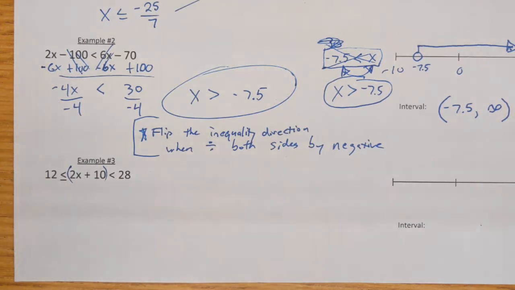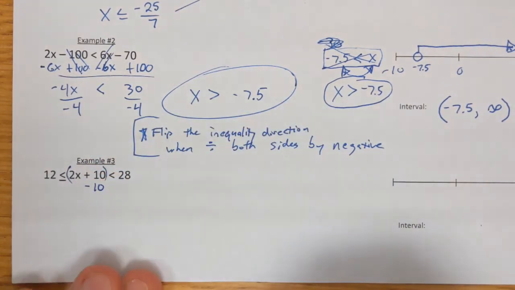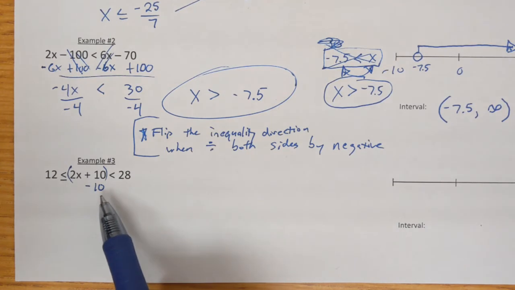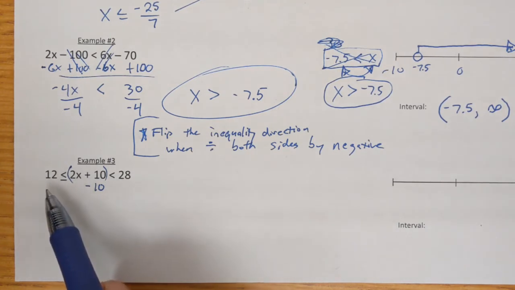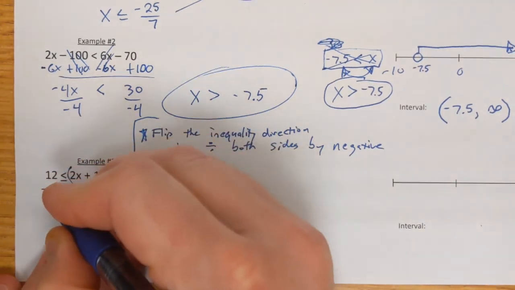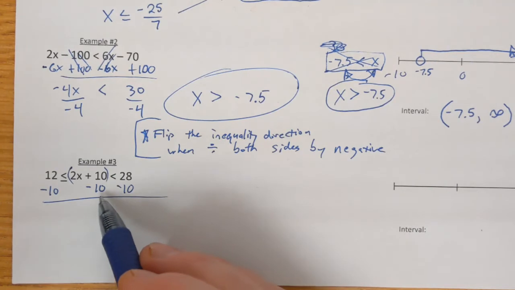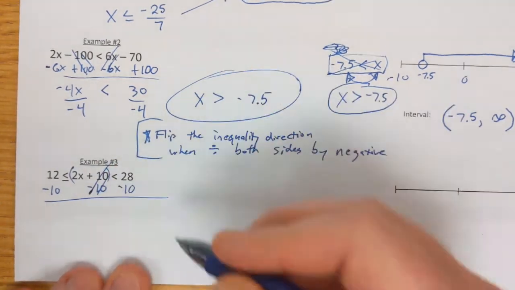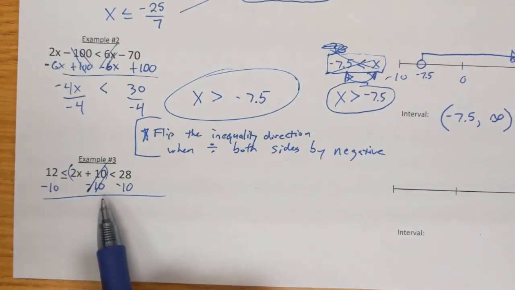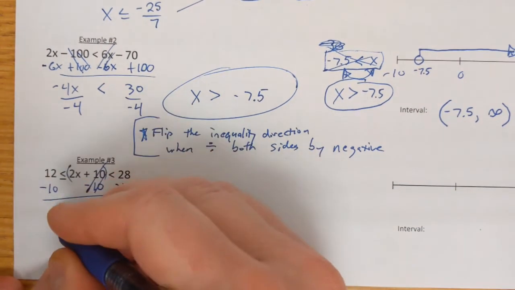Okay? And I know that I need to solve for x, and I know I'm going to do that by subtracting 10, but then the question becomes, where do I subtract that 10 from? Should I subtract it from the 12, or should I subtract it from the 28? And the answer is, we do it to both. In a compound inequality, if I subtract a 10 from the middle, like this, then I'd also have to subtract a 10 from the left and from the right. 12 minus 10 is 2.